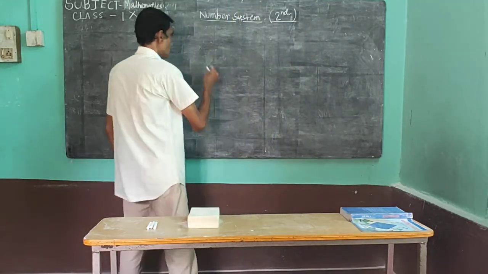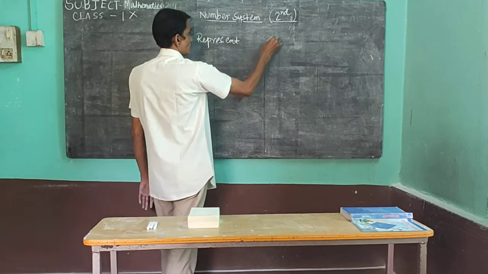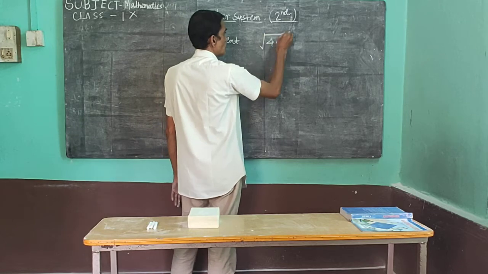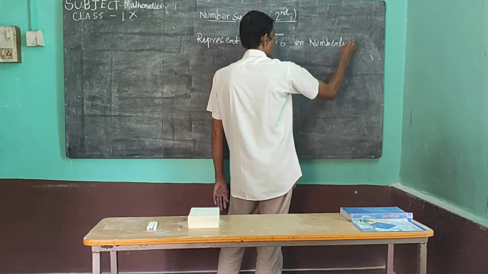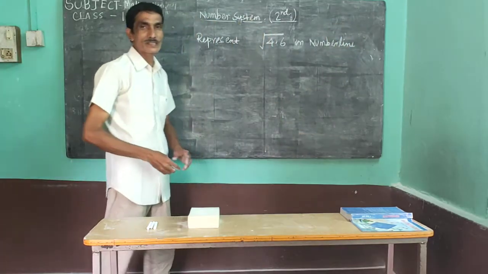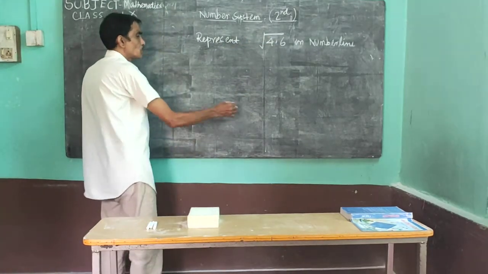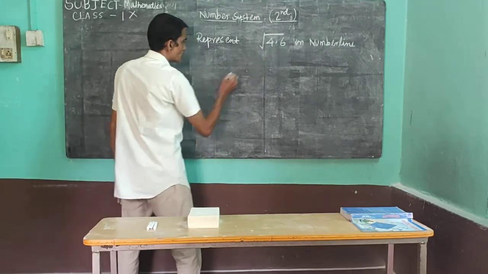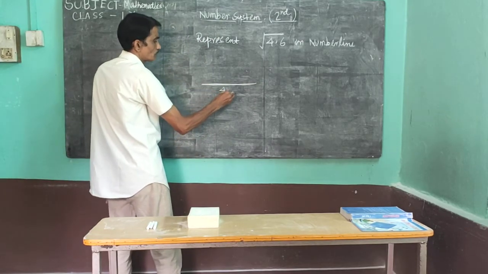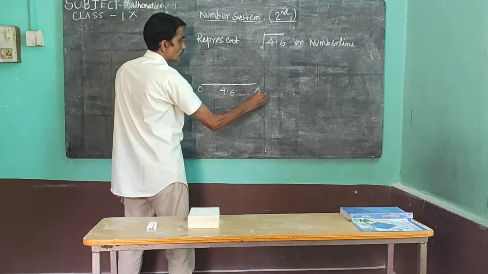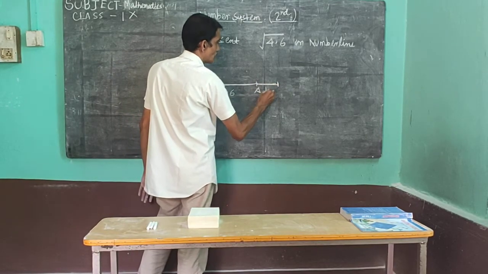For example, represent root over 4.6 on the number line. Is it clear? Representing an irrational number on the number line. For that, what you have to do? You just take 4.6 with the help of a ruler on your notebook. That is 4.6, name it O and A. So from A to B, that is compulsory 1 centimeter. 1 centimeter only.